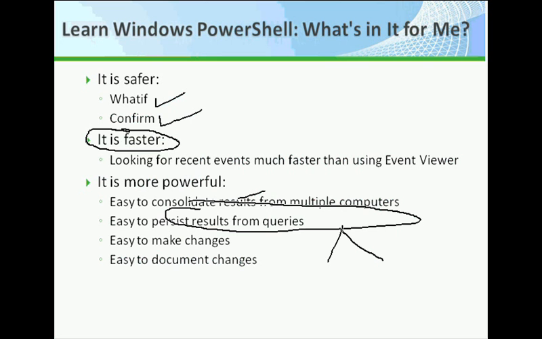Persisting results from queries, that's easy. I can just store my results in a variable, and then I can compare these against multiple machines. I can make changes with stuff. I can edit the registry. I have a number of cmdlets that will allow me to modify things. Typically, they have a verb of Set to let you do stuff. So Set will make changes to things. To document information, I can use Get to make sure that the information was done properly.